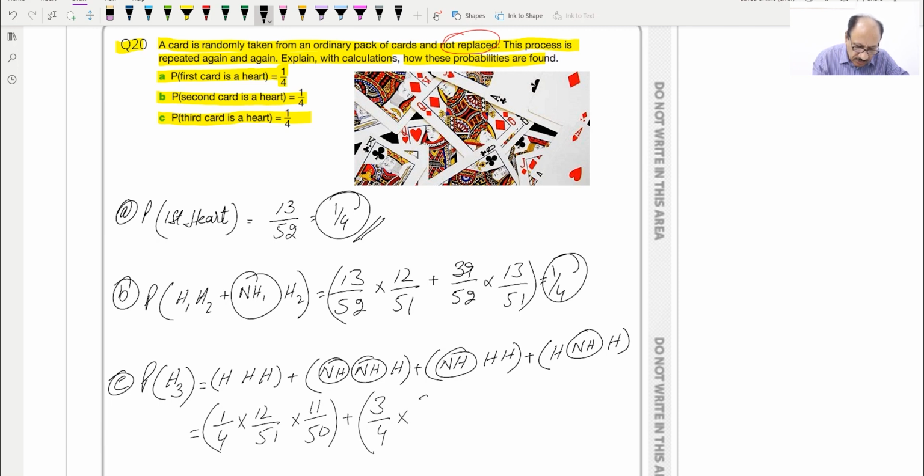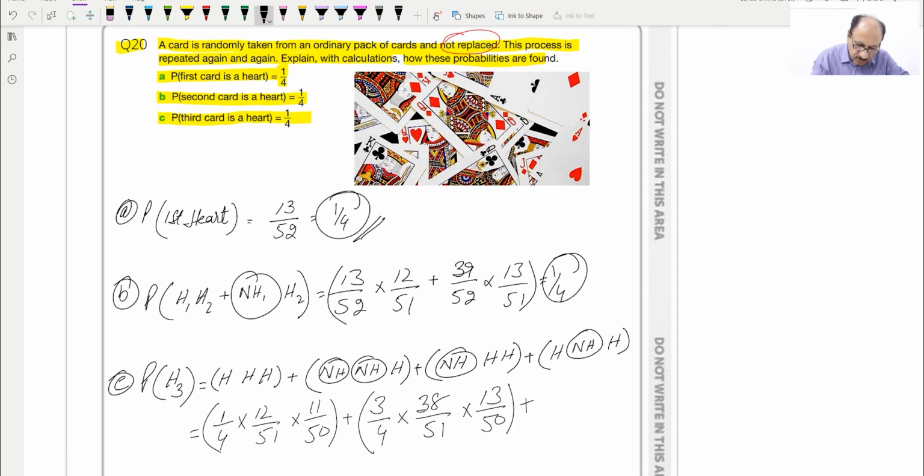Second not heart is 38 by 51, and third heart will be 13 over 50, because 1 is less. So this 3 by 4 hopefully you understood, because first heart will be 1 by 4, so first not heart will be 1 minus 1 by 4, which we are getting 3 by 4. Hopefully this point is clear.